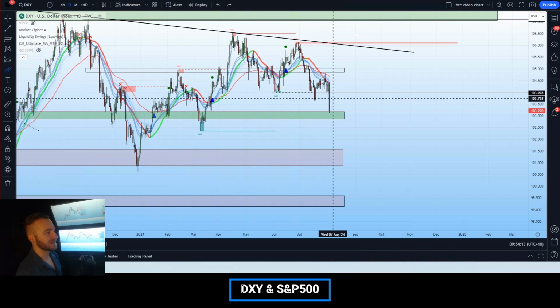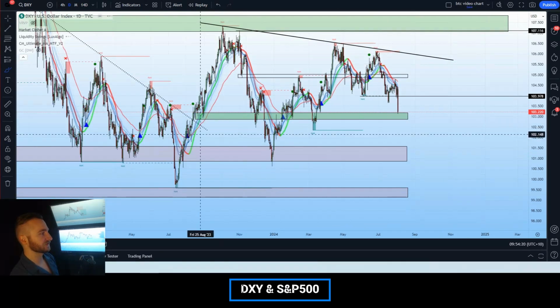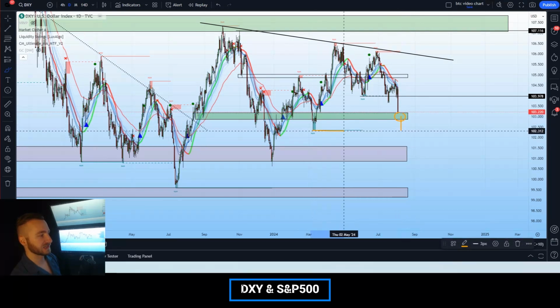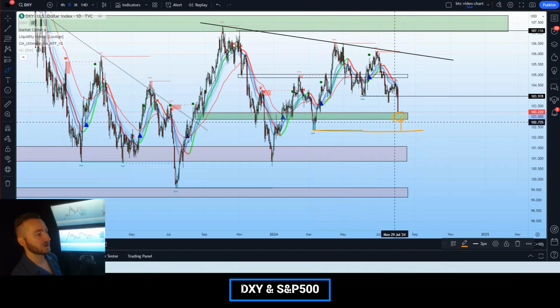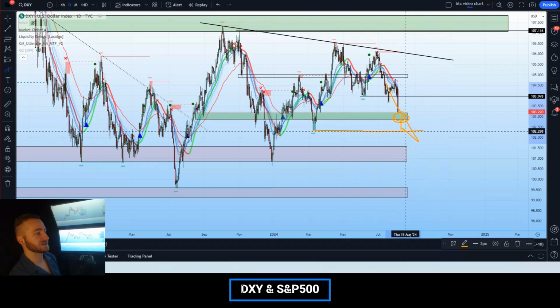Taking a look at the DXY, the DXY has officially corrected to our short-term bearish target of 103. This was the short-term support we have been discussing for quite some time now. And again, if we do break below this level, we're going to see a continuation to our sell side liquidity. Until then, this is an area of support. We could potentially see a bounce from it.